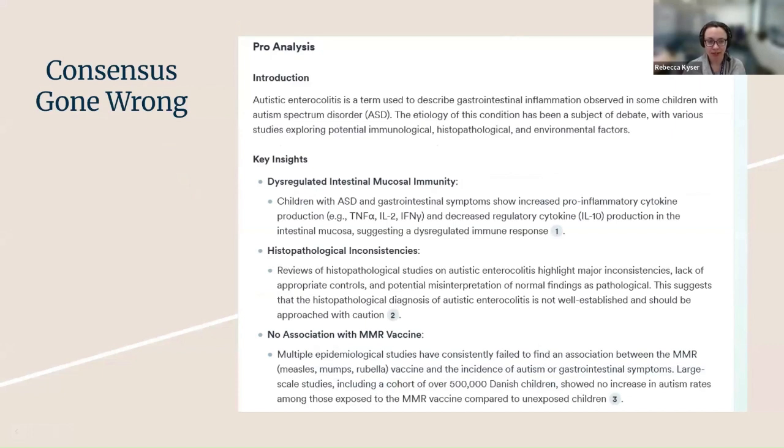So I asked about the term that the article uses, autistic enterocolitis, which was his theory. And of course, it says it's the subject of some debate, which I wouldn't say. Debate implies there's an argument. There's no argument about this. It's pretty cut and dry. So this is kind of how Consensus can go wrong.